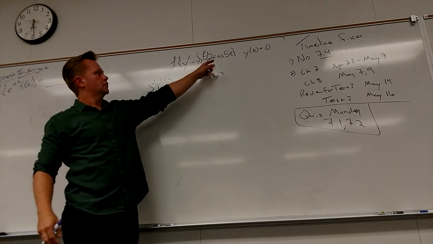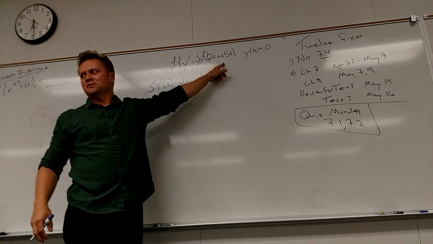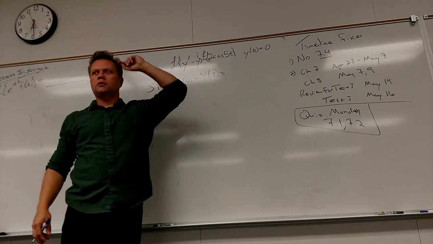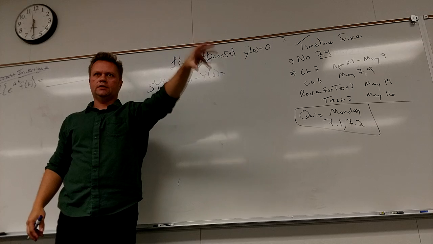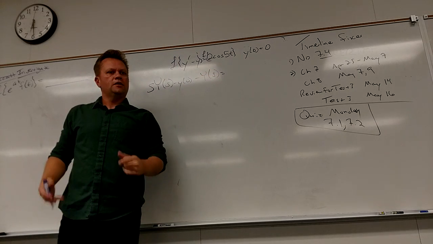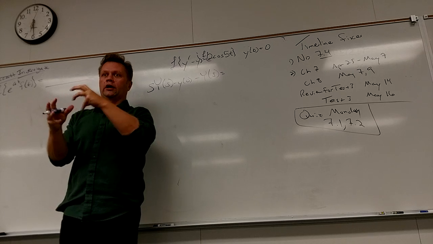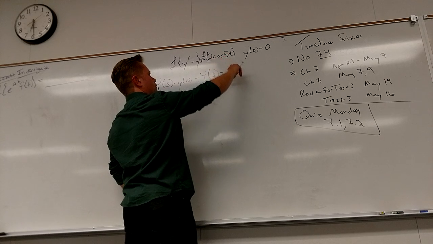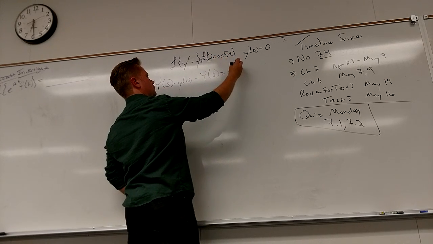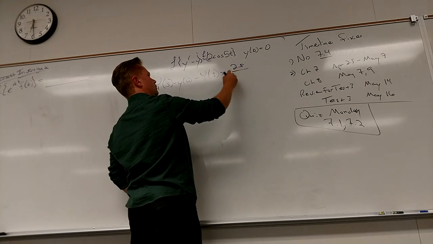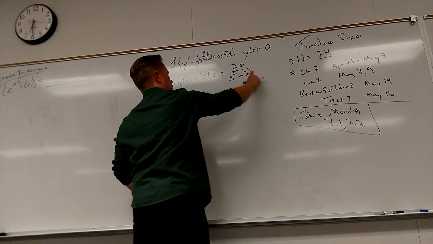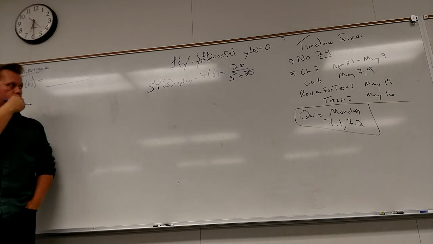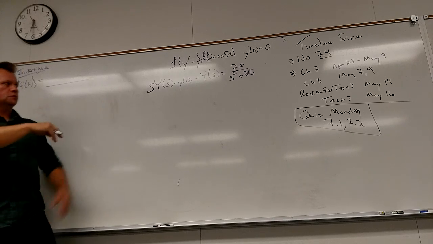So if you guys remember the transform of cosine, what's going to be on the top of cosine? It's s, S for cosine. So over here, what's this Laplace going to transform this into? 2s over s squared plus 25. Y of 0 is 0, that's beautiful.